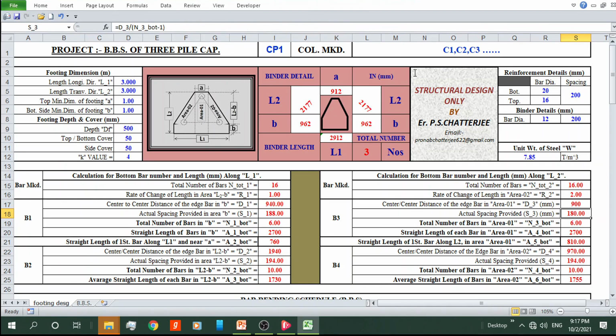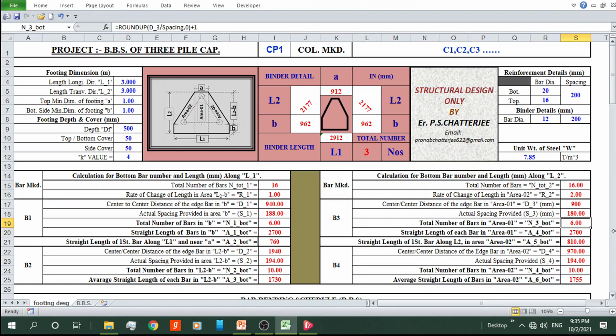Actual spacing of bar in this area is equal to D3, that is 900 divided by N3 bottom, that is 6 minus 1. Total number of bar N3 in this zone is equal to round of D3, this is the center to center distance divided by spacing plus 1.